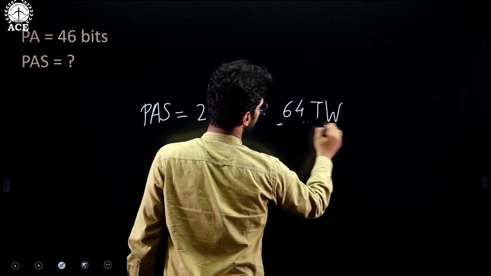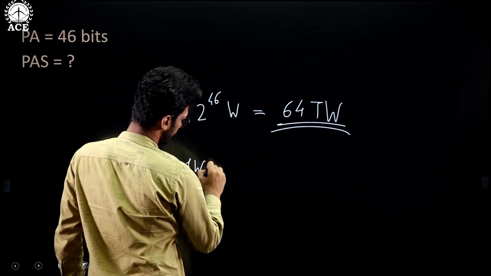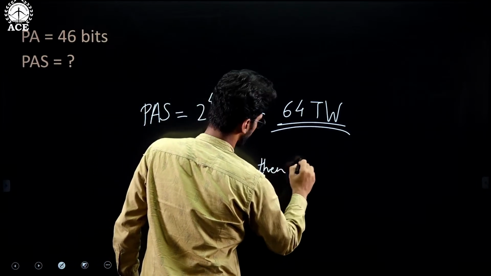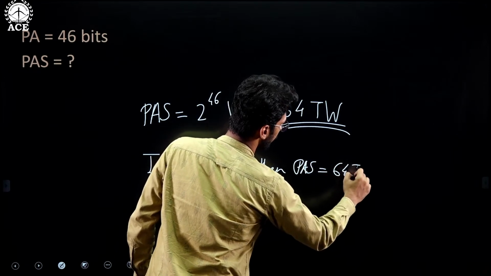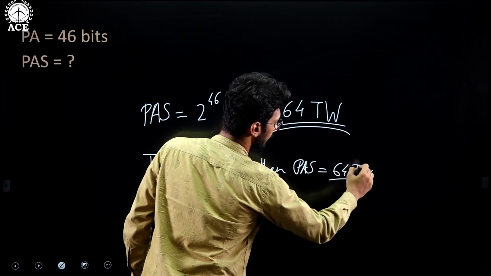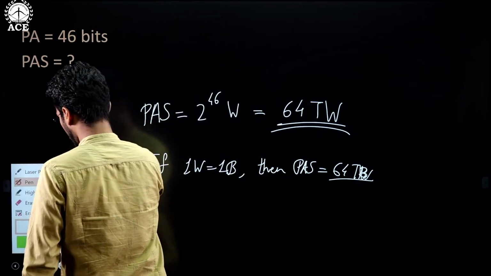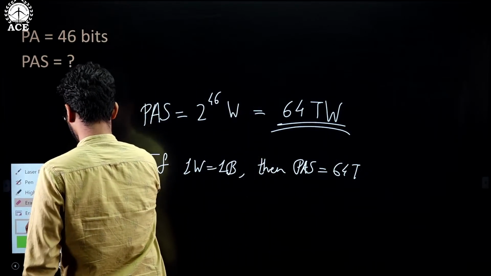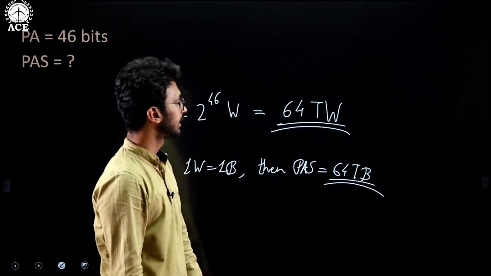Tera word. Now, if one word equals 1 byte, then physical address space equals 64 tera word, that is 64 terabytes. Here it is byte. Let me rub it. TB. Done. Next one.